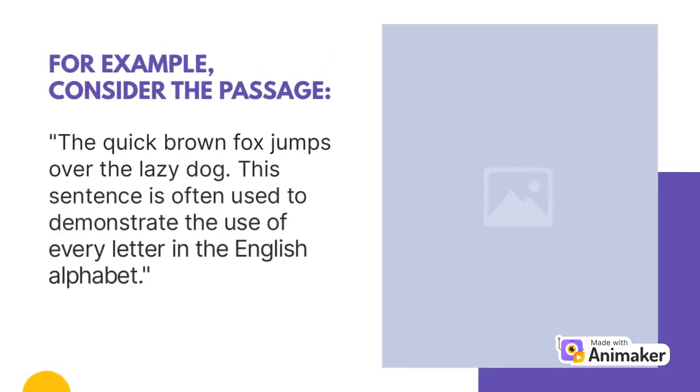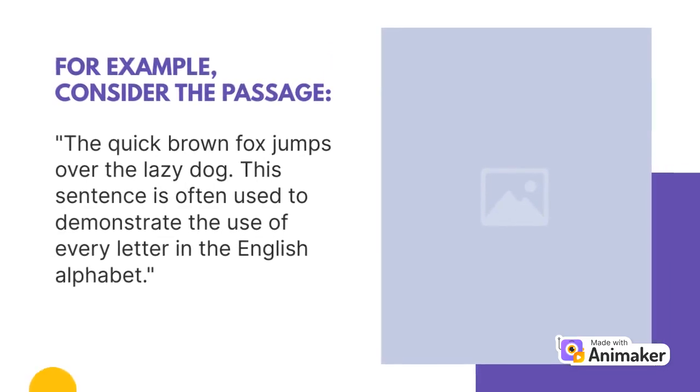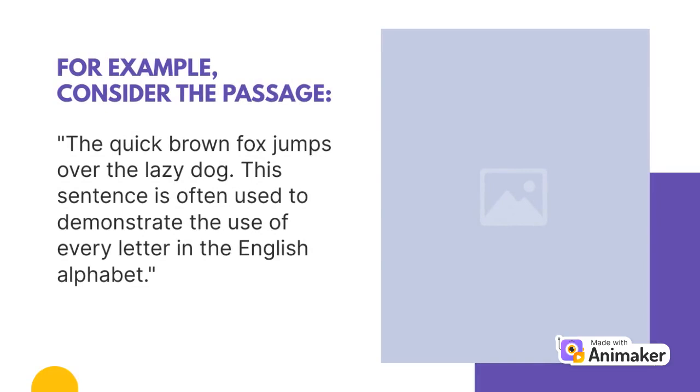For example, consider the passage. The quick brown fox jumps over the lazy dog. This sentence is often used to demonstrate the use of every letter in the English alphabet.